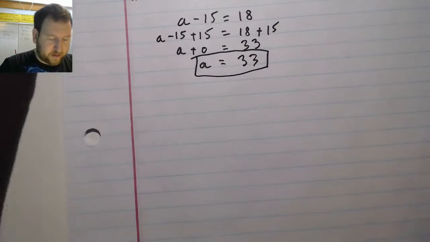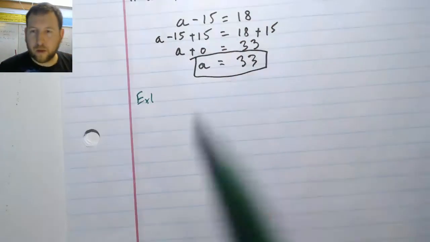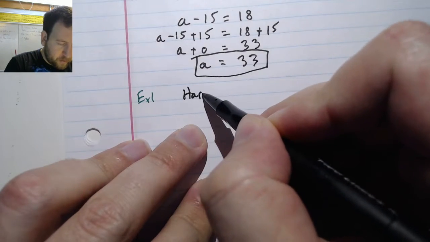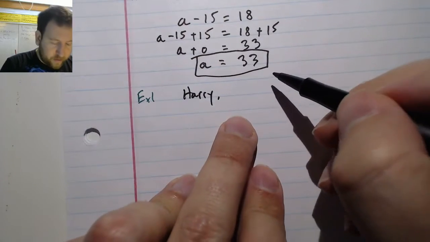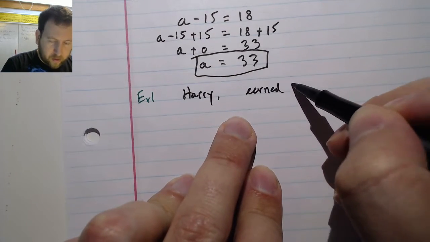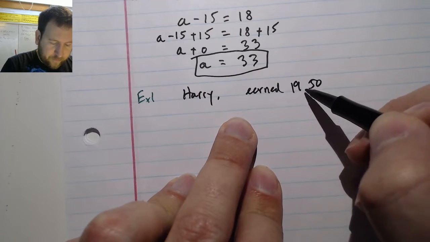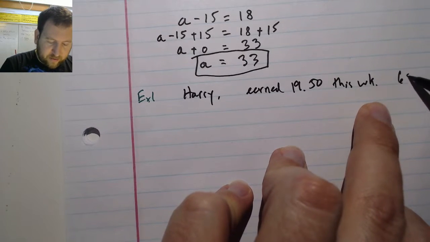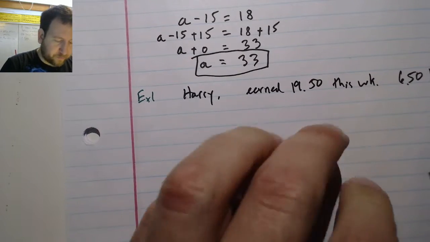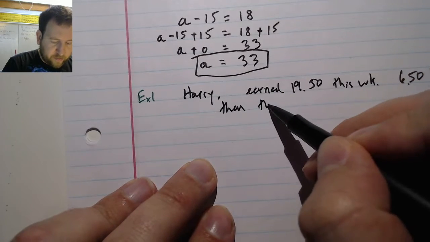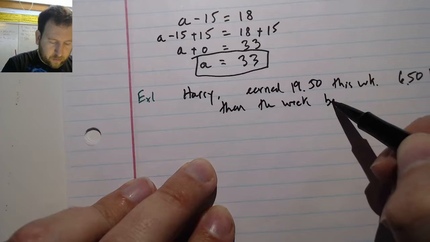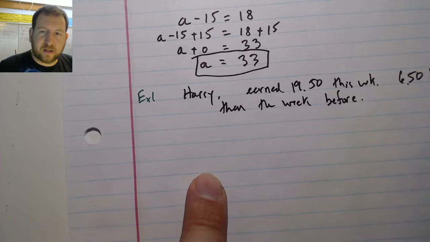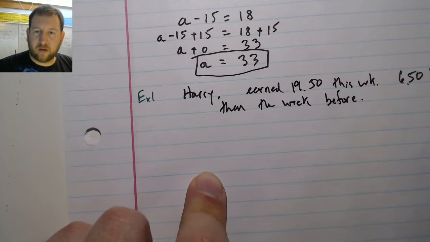Okay, let's look at example 1. In this case, we have Harry, and he earned $19.50 this week. And that is $6.50 less than the week before. Ooh, didn't get as many hours. Maybe didn't babysit as much. I don't know. So we're going to set up an equation, and then we're going to solve it.